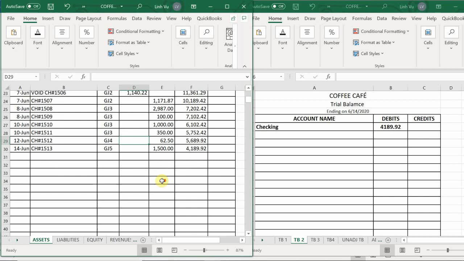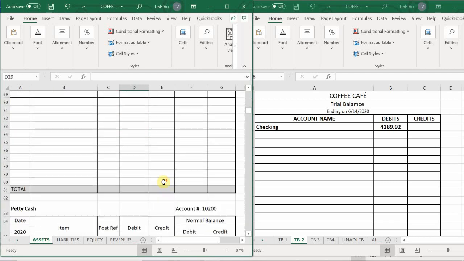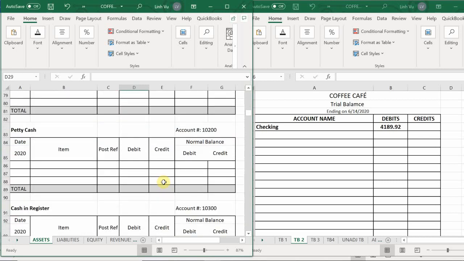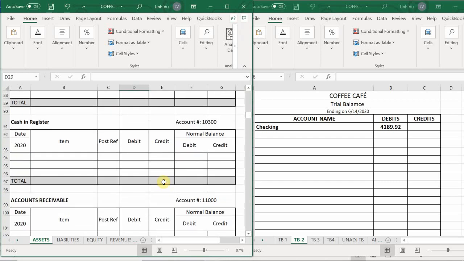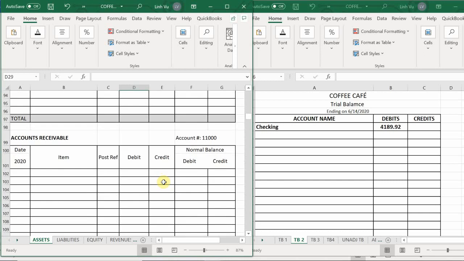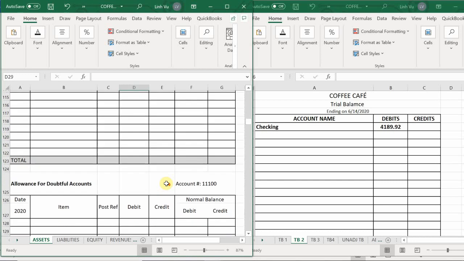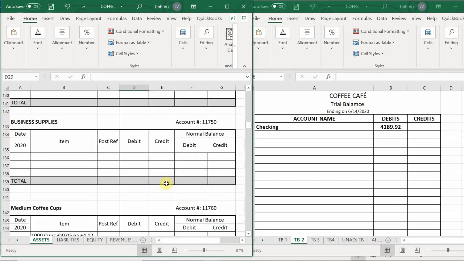Then let's go ahead and see what's the next account here. We haven't opened our petty cash drawer yet or put cash in the register yet. We have the cash register, but we haven't put money in it yet. Next we have accounts receivable. We haven't opened up business yet, so we haven't sold to any of our customers. We have business supplies. Yes, we do.